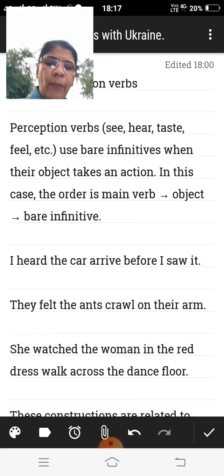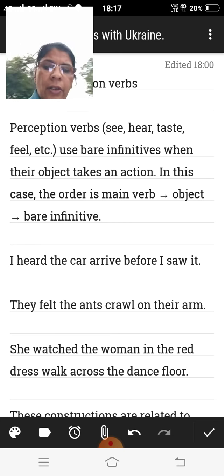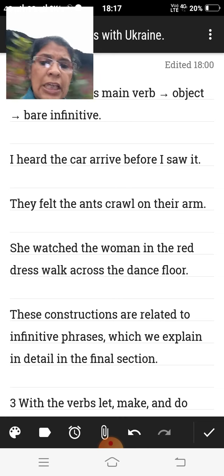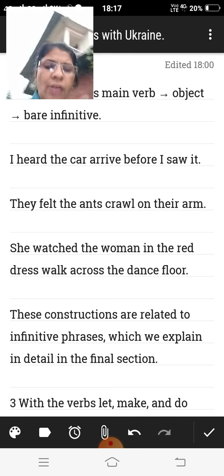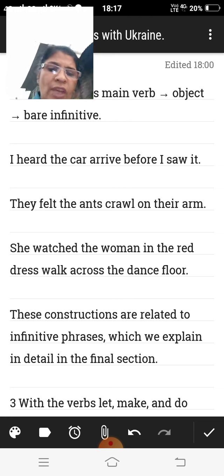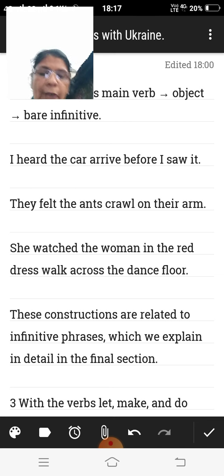She watched the woman in the red dress walk across the dance floor. These constructions are related to infinitive phrases, which we explain in detail in the final section.